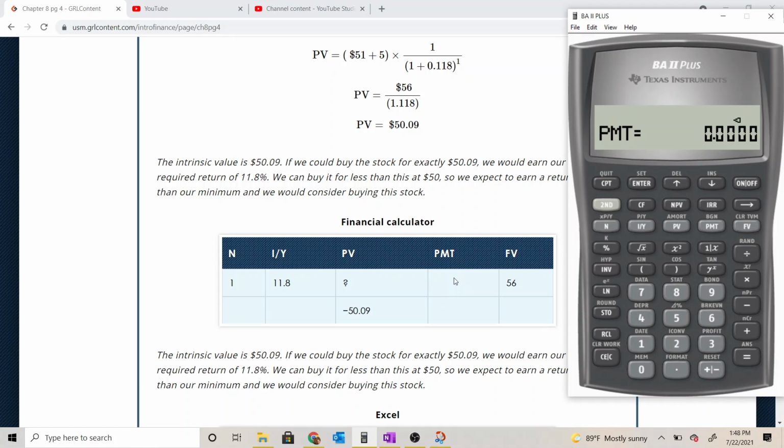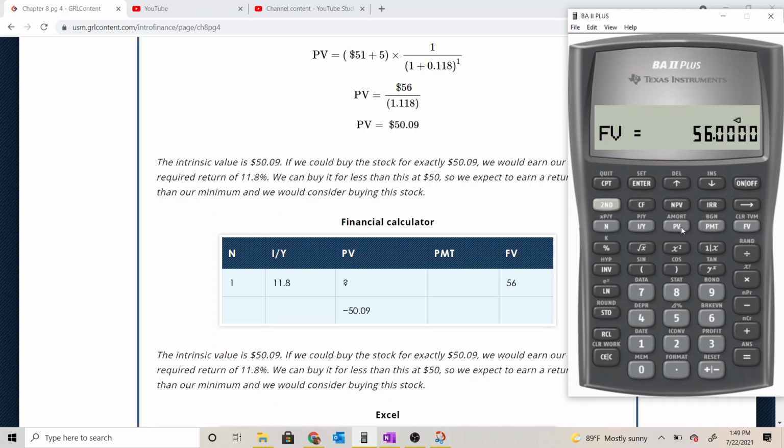Again, you could put the 5 here, and you could put the 51 on the future value key. Just whatever makes the most sense to you. Because it's a one-period problem, it really doesn't matter in this case. But I'll leave payment blank. And I'll record the future value as a positive 56 because I'm looking at it from the perspective of an investor who might buy the stock. So that's going to be a cash inflow for me when I receive the dividend and sell the stock. And then we can compute present value.